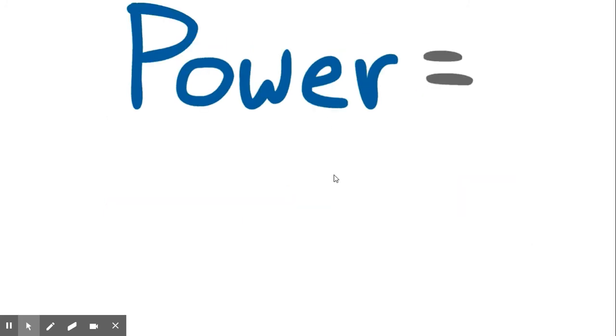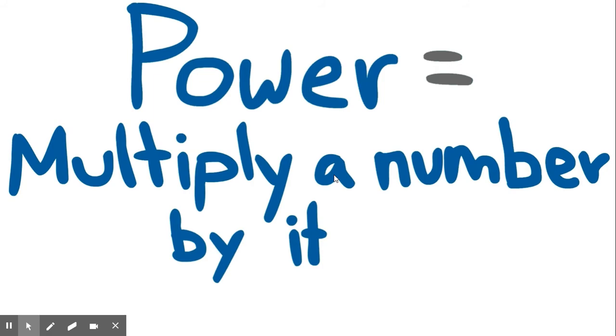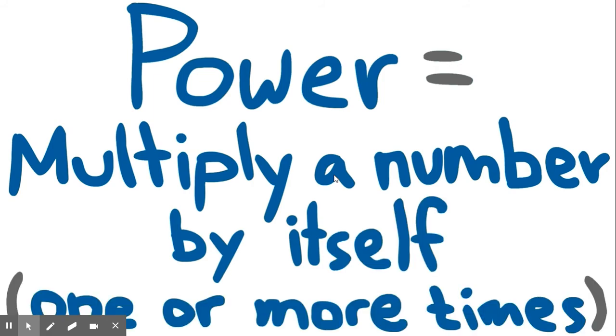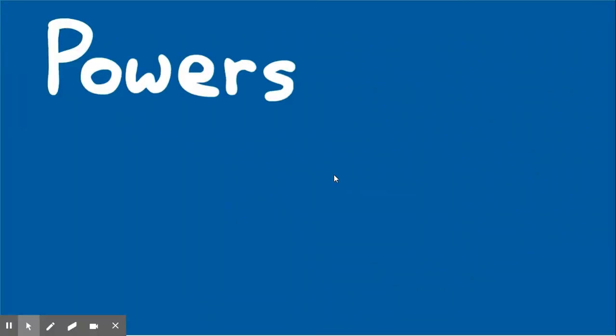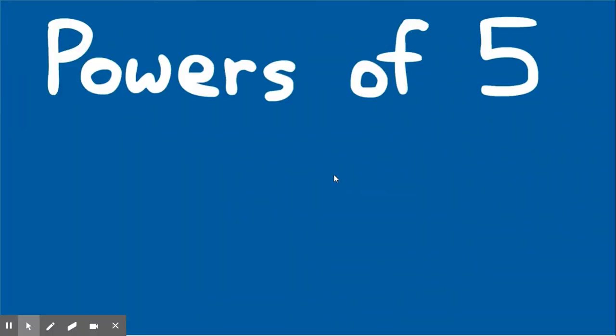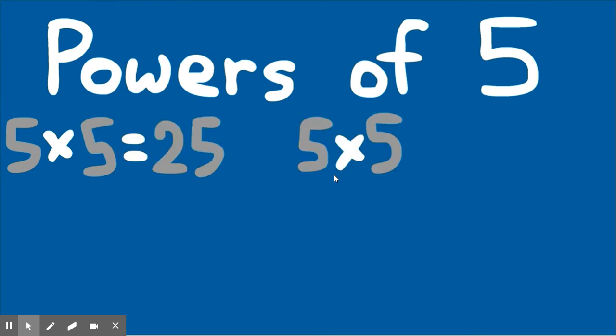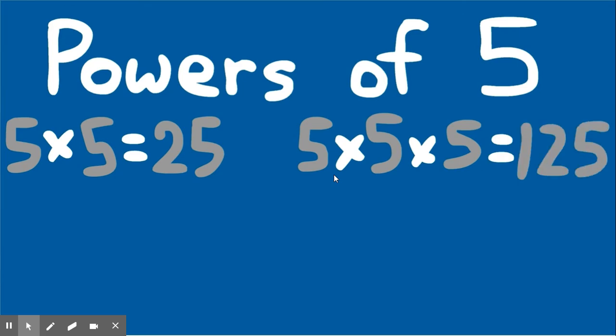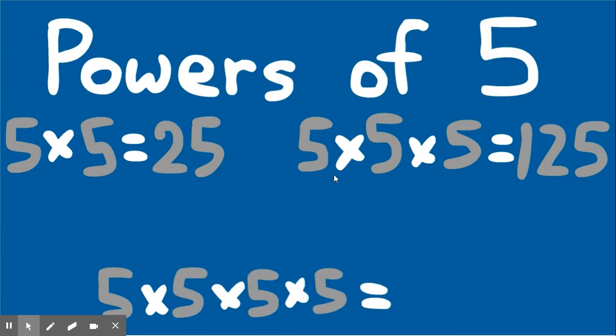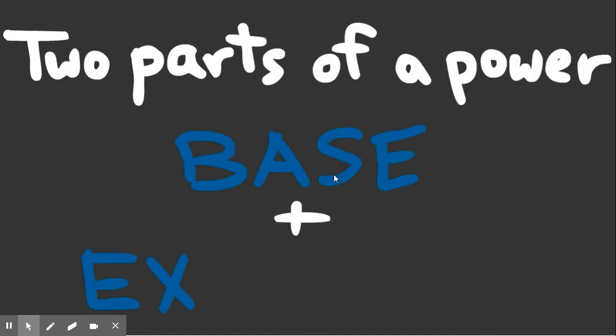A power is what you get when you multiply a number by itself one or more times. To give you one example, let's look at powers of the number 5. 5 times 5 is 25. 5 times 5 times 5 is 125. 5 times 5 times 5 times 5 is 625.